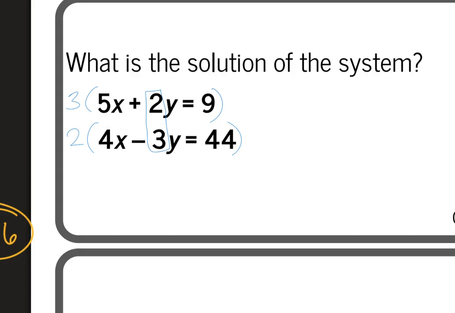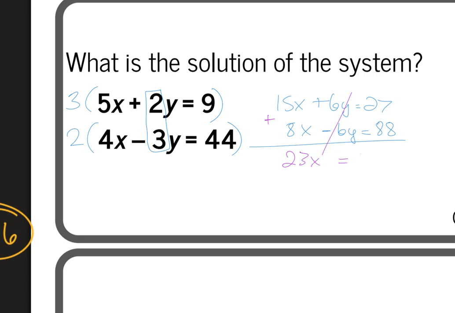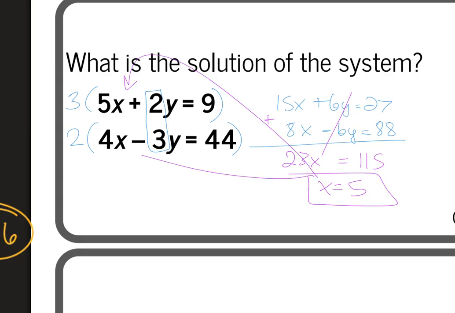So what we're going to get is 15x plus 6y equals 27. On bottom, we get 8x minus 6y equals 88. And then I'm just going to add these two together to get 23x. Those cancel, equals 115. When you divide, you get x equals 5. And you can take that 5 and you can plug it in here, or you can plug it in here. I'm going to choose the bottom one.